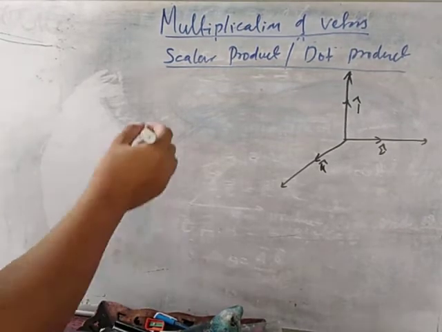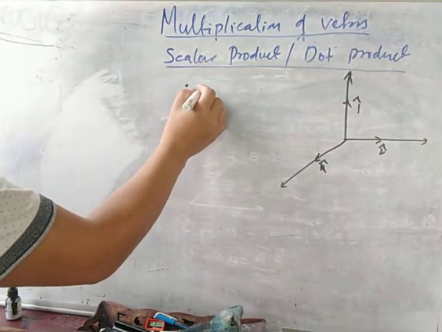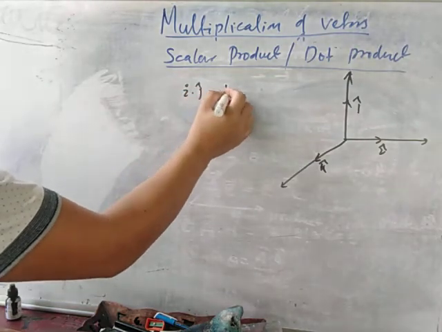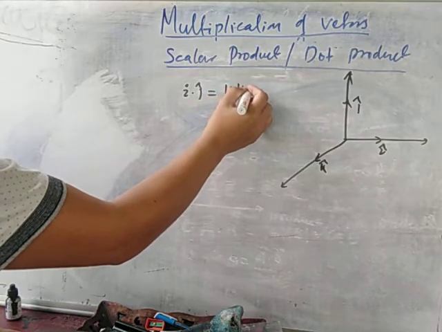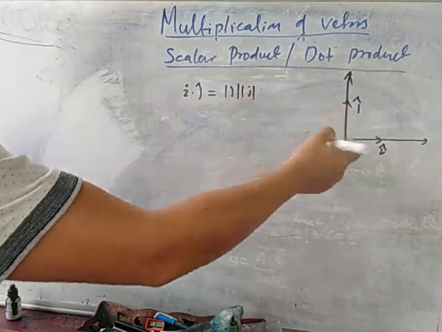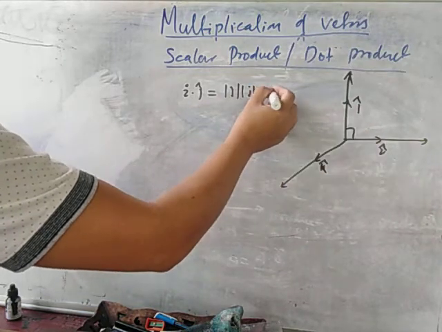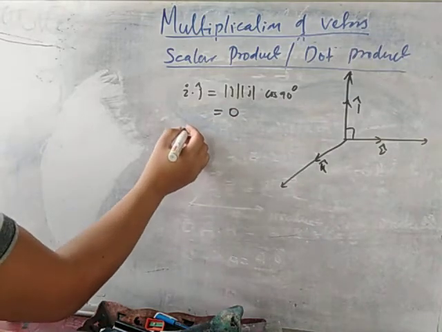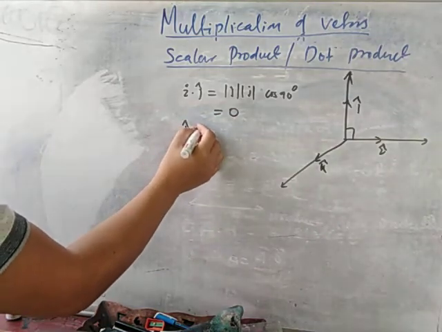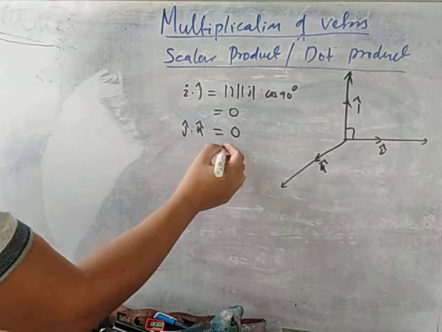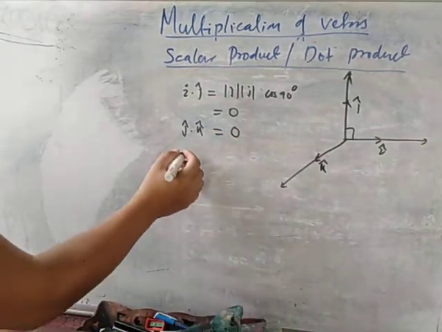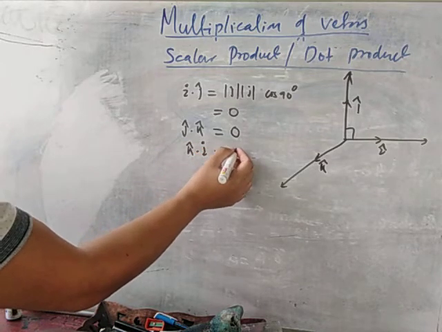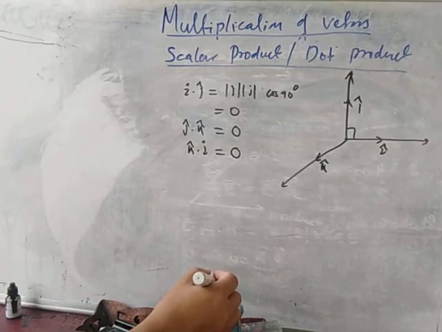See, i dot j, how much will you get? So these are the unit vectors. Okay, so i cap j cap, the angle between them is 90, cos 90. So this equals how much? 0. Likewise j cap dot k cap equals 0, isn't it? Cos 90 is 0. Likewise, k dot i equals how much? 0, isn't it? Right.